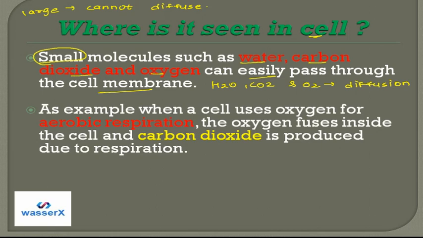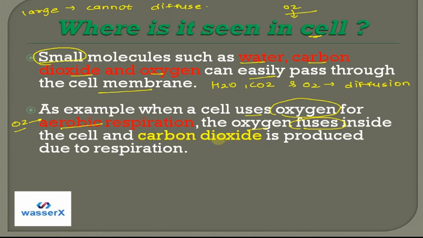Now, if we take an example, when a cell uses oxygen for aerobic respiration, now aerobic respiration is a respiration where oxygen is required. We humans respire aerobically. We need oxygen for our respiration process. So when the cell uses oxygen for aerobic respiration, the oxygen diffuses inside the cell. That means if this is my cell and this is oxygen, then it will diffuse inside my cell.